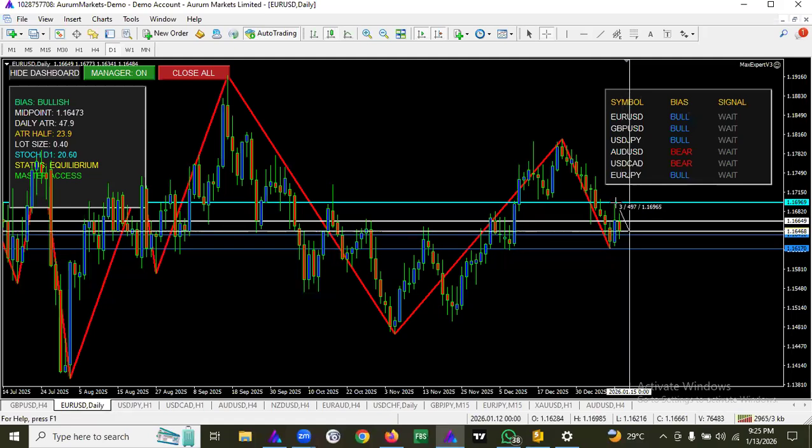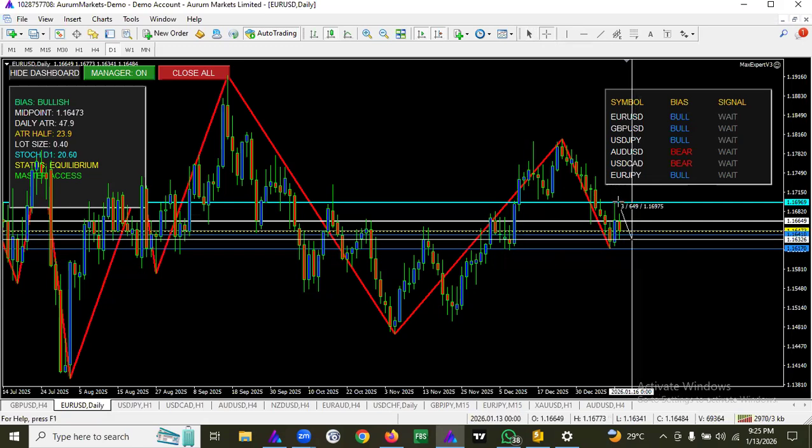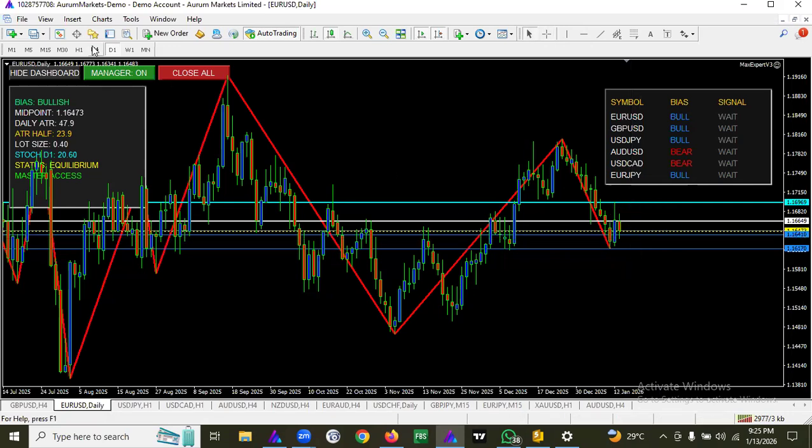Okay, this is on 48. So there's a high probability, since the daily ATR is 47, you can see from this point to this point is about 62 pips. So there's a high probability they will sweep this high. After sweeping this high, I will look for sell on GBP or Euro USD.